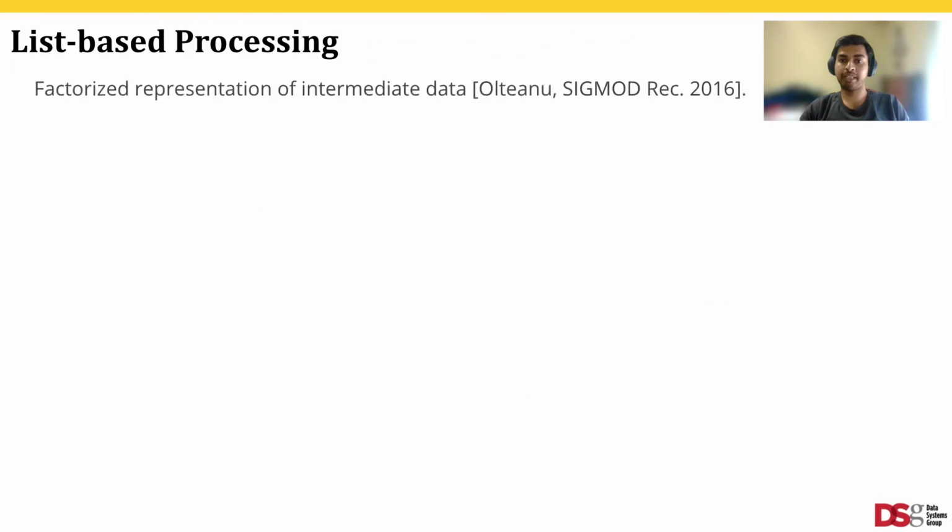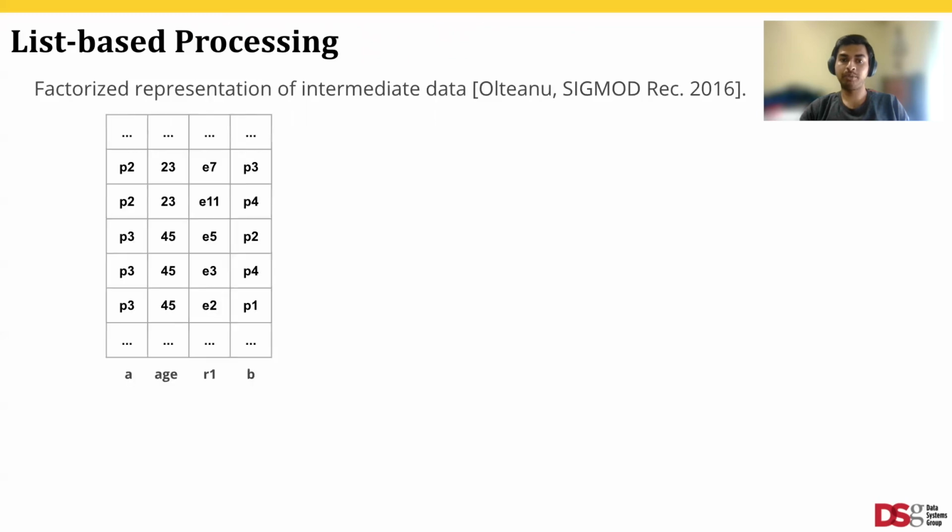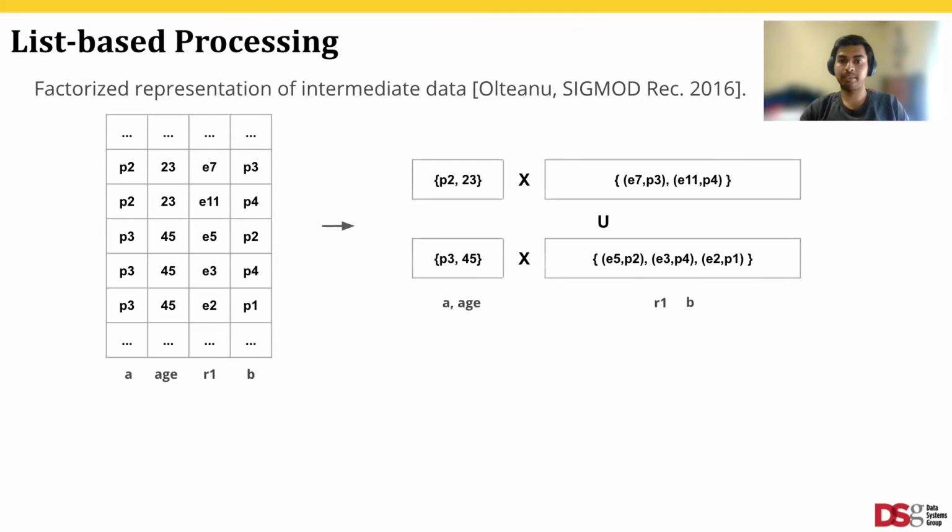We address the shortcomings with our list-based processor that is based on two key concepts. First, we use factorized representation that was given by Olteanu in 2016 to represent joins as a union of product of independent components. Using this representation, the intermediate data chunk after one join of the query in the last slide can be given as a union of product of two components, singleton lists P2 and P3 and forward adjacency lists P2 and P3 respectively. Second, our implementation uses list groups.